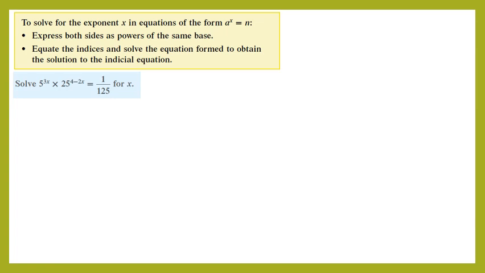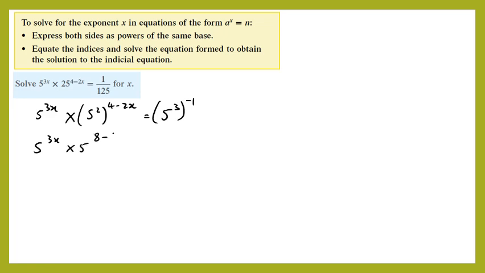Alright, so if we have equations where it's in the form of a to the power of x equals n, we firstly need to change all the powers so that they have the same base. Now this example here, you can see that you have a 5 here for the first one. 25 is 5 squared. And 125 is 5 cubed, but then this is in a fraction, so we need to put a negative 1.